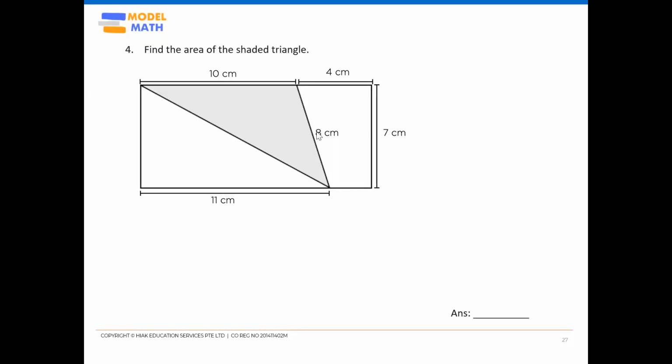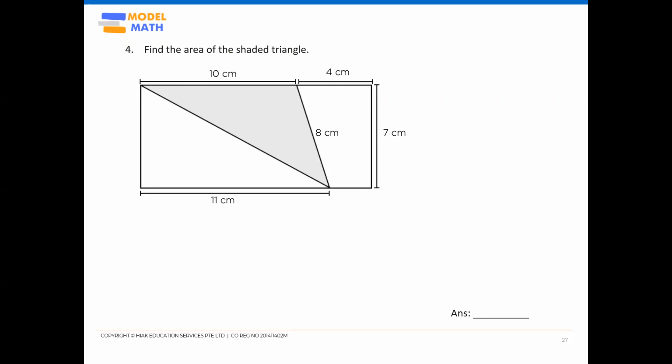Now, find the area of the shaded triangle. Looking at the shaded triangle here, I hope you can tell that's the shaded part. It's a bit light. All right. Remember in a triangle, any three sides of the triangle can act as the base. But you will have to choose the base that allows you to create or observe a perpendicular height easily.